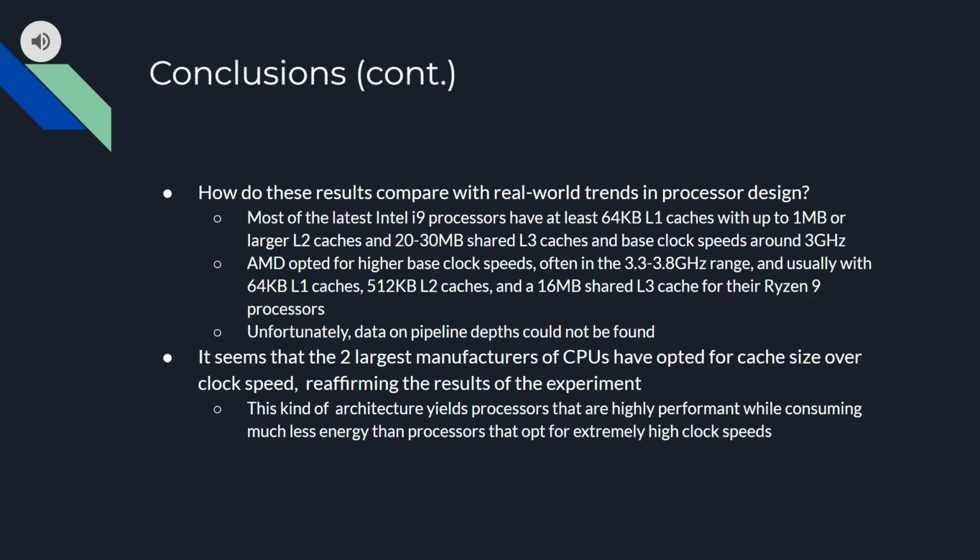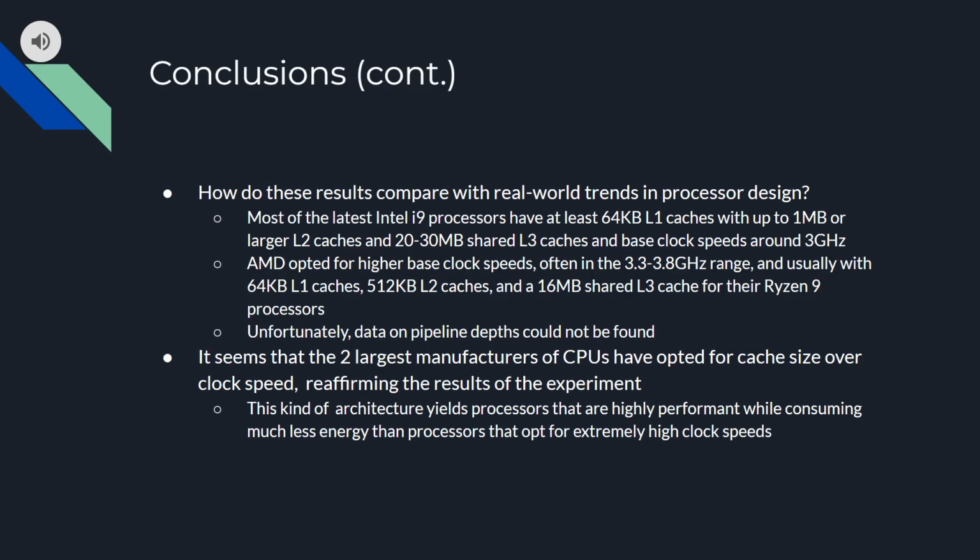These processors have base clock speeds a little above 3 GHz, but can boost up to around 5 GHz. AMD's Ryzen 9 processors, which are their closest analog to the Intel i9s, opted for faster clock speeds, usually in the 3.3 to 3.8 GHz range, and most commonly with 64 kilobyte level 1 caches, 512 kilobyte level 2 caches, and shared 16 megabyte level 3 caches.